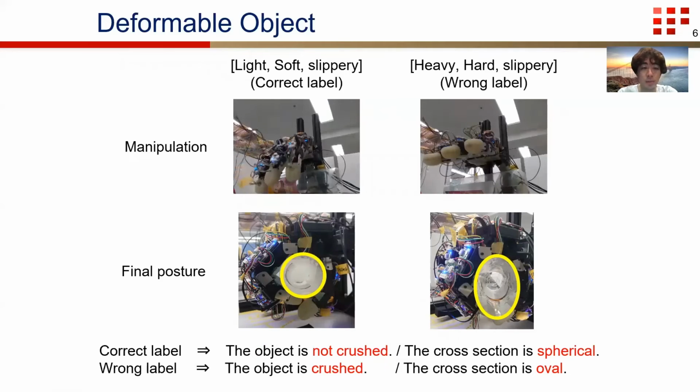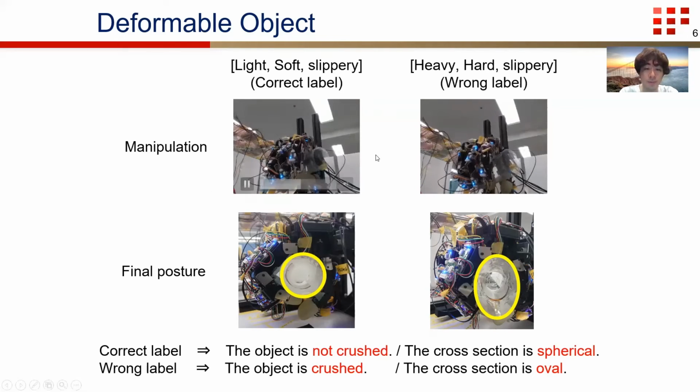Also, we did an experiment on a deformable object, and as you can see, it did a successful manipulation. When we add the correct labels, like this object is a deformable object, and then the final posture is like this, it doesn't deform. But on the other hand, when we add the wrong labels to the GCN, it does the manipulation, but when we see the final posture, it squeezes the object.